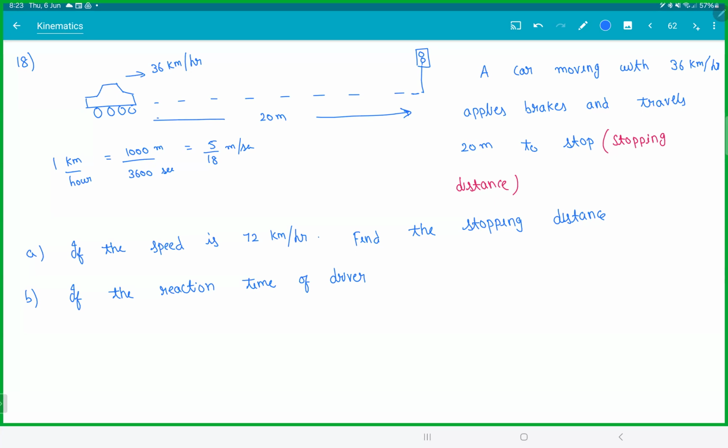So generally, a human reaction time is around 0.4 seconds. If you're a very good athlete, it can be even 0.25. But normal people generally have around 0.4, 0.5 seconds. Meaning this is the time interval between seeing something and reacting to it. That means when the driver sees the signal, it takes 0.5 seconds for the signal to go from the brain to the legs and then apply the brakes.